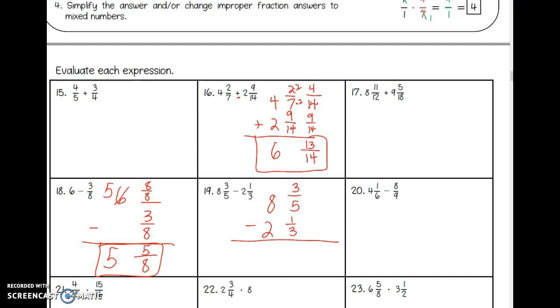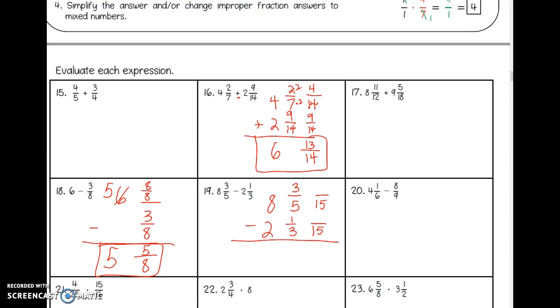My denominators are 3 and 5. Are they common? No. What is a common denominator? A least common denominator for 3 and 5? 15. So let's put a 15 as my denominator next to each denominator.